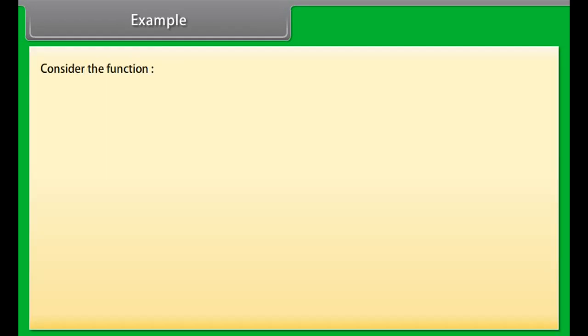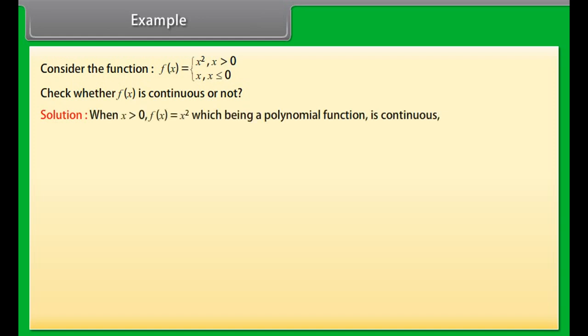Example. Consider the function f(x) = x^2, x > 0, = 0, x <= 0. Check whether f(x) is continuous or not. Solution. When x > 0, f(x) = x^2, which being a polynomial function is continuous.